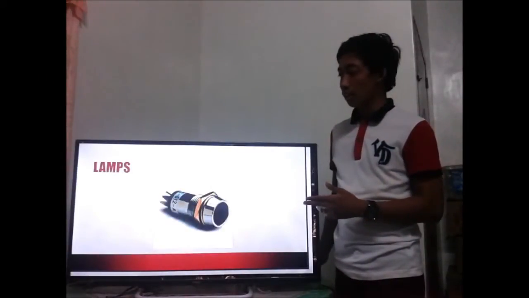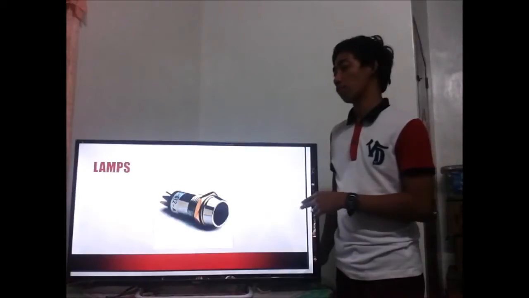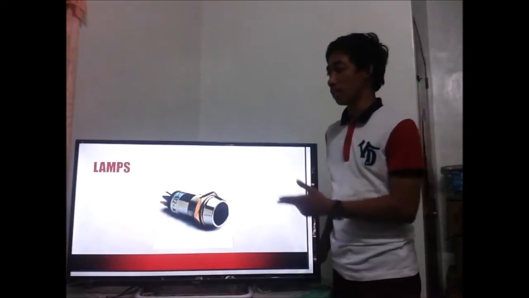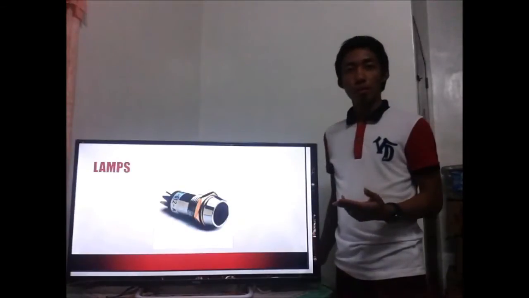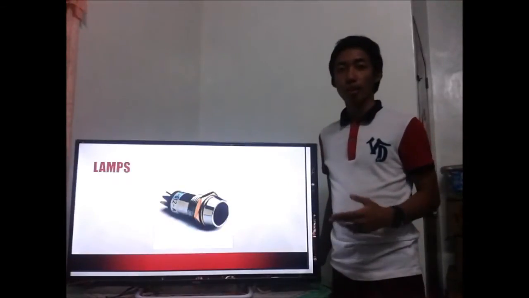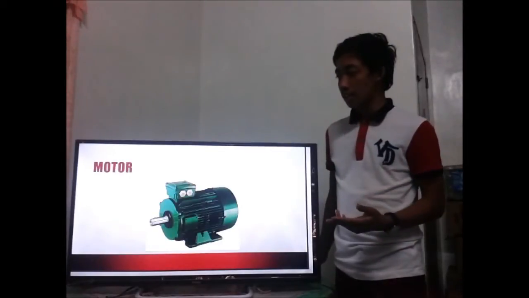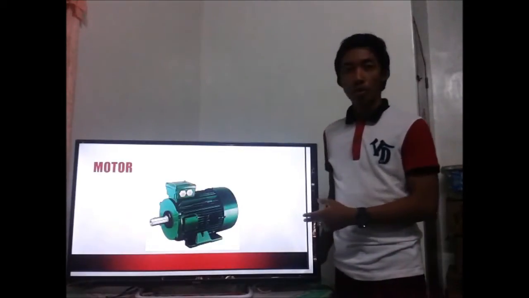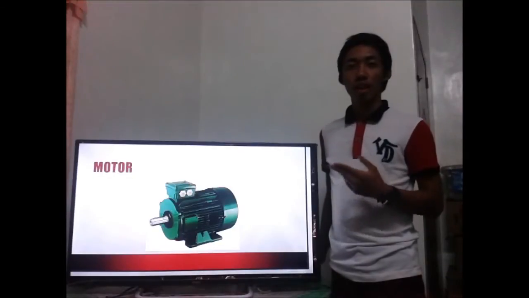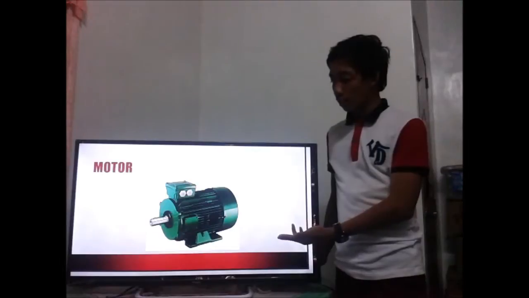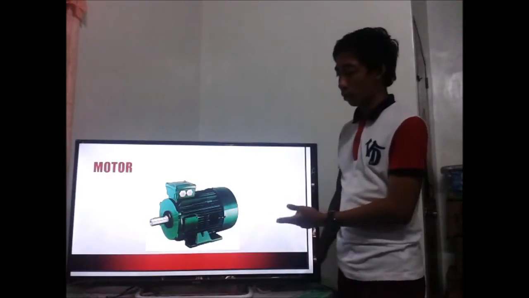Next are the examples of the output devices. One of the examples of output devices is the lamp. Lamps emit light when an electric current passes through them. This is the example of lamps. The next is the motor. Motor is a machine that produces a mechanical movement when supplied by electricity. This is the example of a motor.